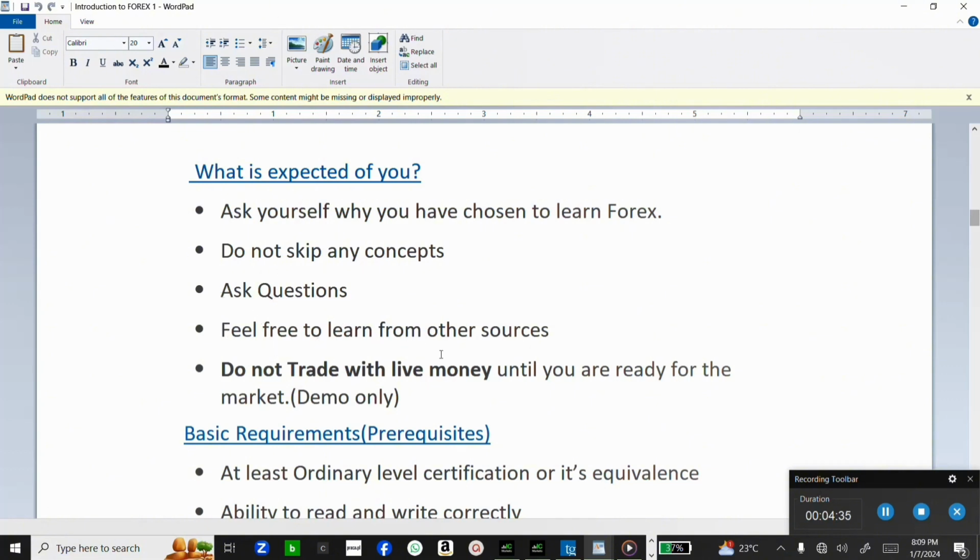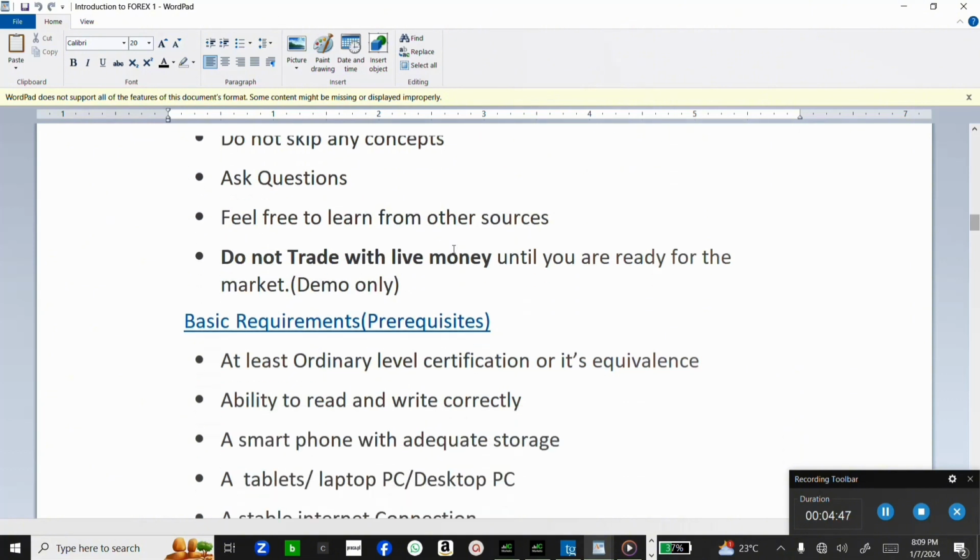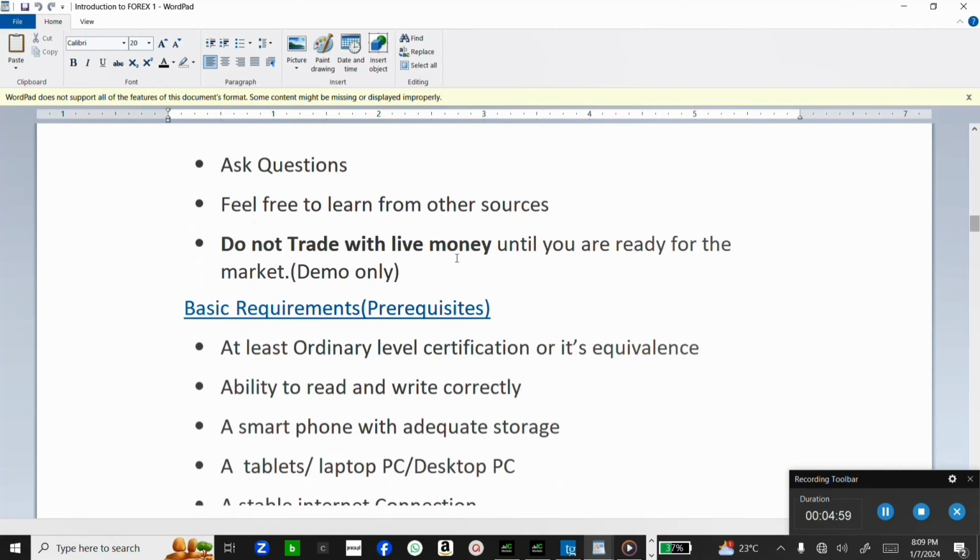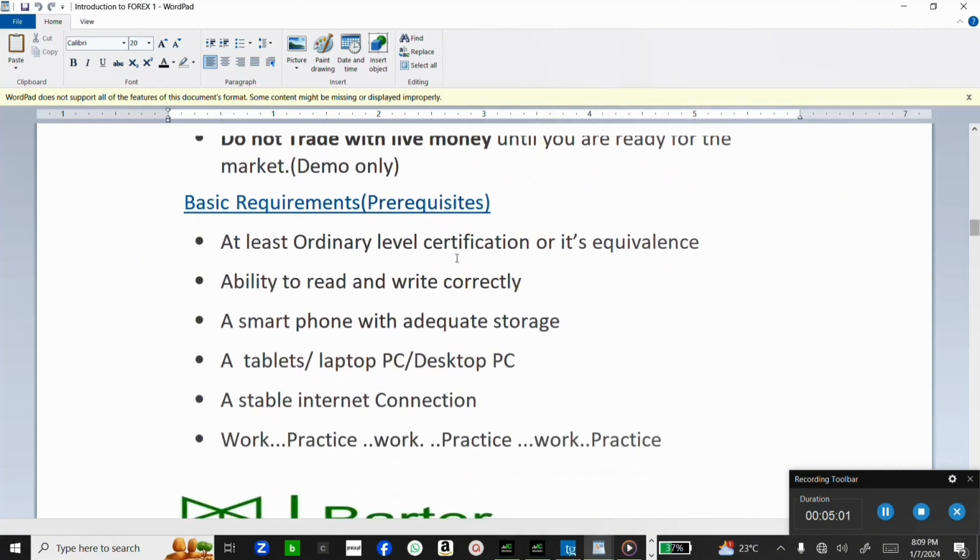Feel free to learn from other sources as well. The foreign exchange market is so big, so you cannot learn just from one person. But do not have too many mentors as well, because you are going to get confused at the end of the day. You are not going to trade with live funds, please. You will not trade any live money. You are only going to use money when you are ready to use money. For now, we will teach you only on demo, how to trade on demo, until you are ready to trade with live funds. That's going to be at your own discretion.